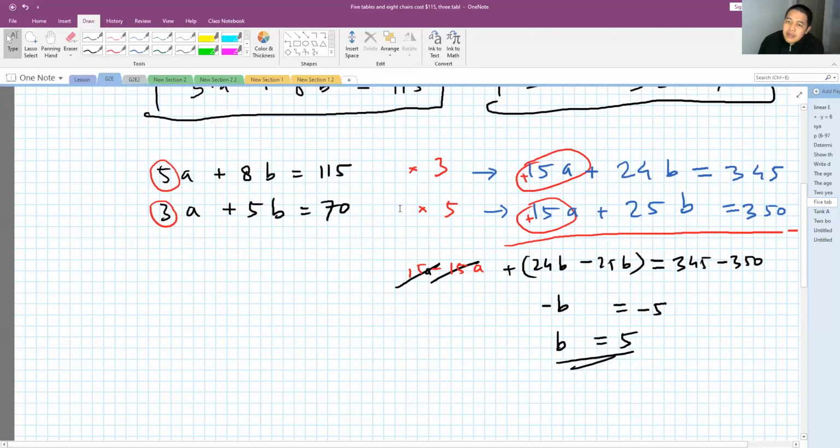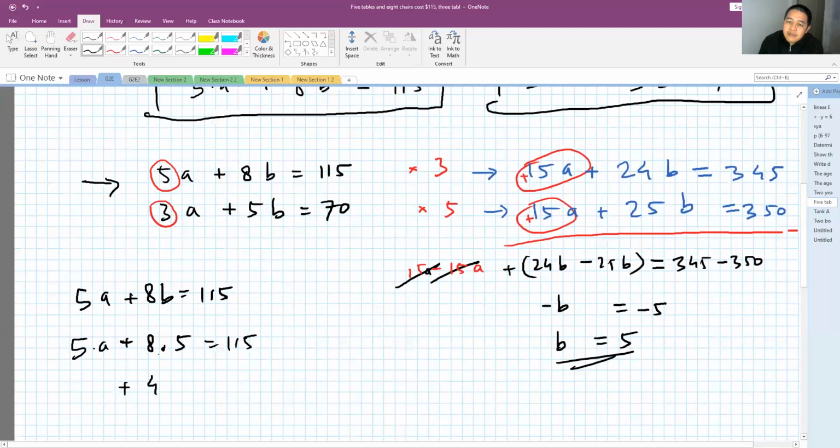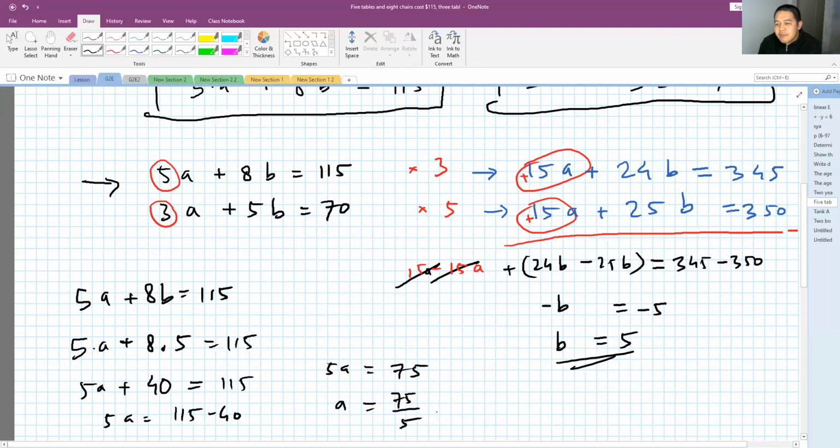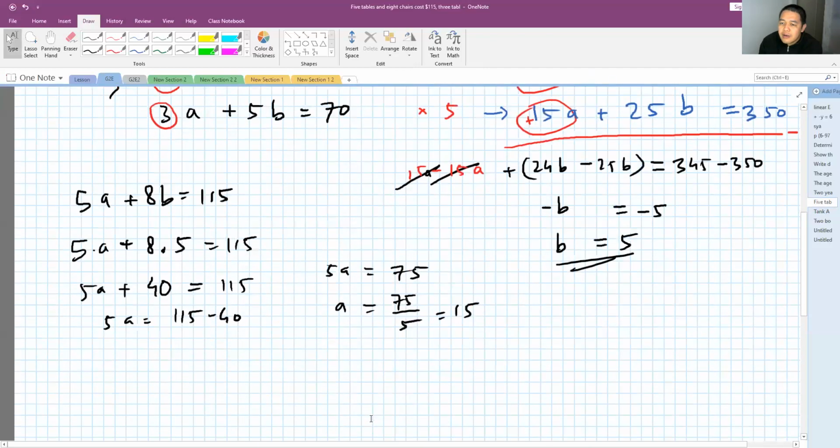So now, in order to get the cost of the table, you can just choose one of these equations. Basically, the first one, 5A plus 8B equals 115. I will now put the value of B here. So 8 times 5, plus 5 times A equals 115. So 8 times 5 is 40, okay, so 5A equals 115 minus 40, or 5A equals 75. And therefore you can now get the value of A, 75 divided by 5, which is $15. So that's actually the cost of the table, A, $15.